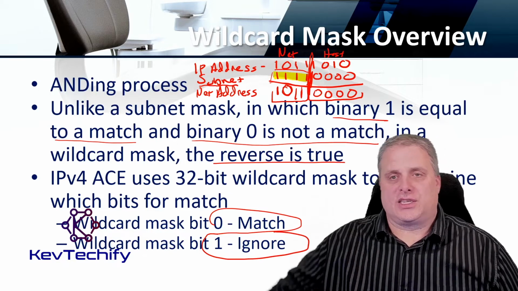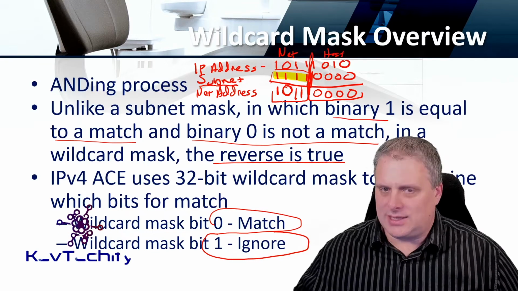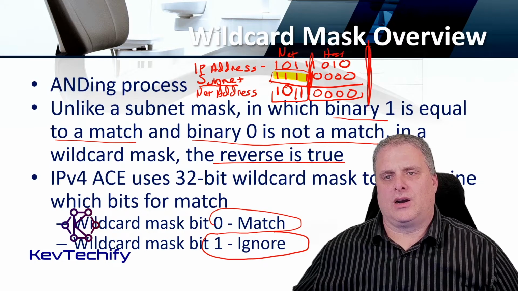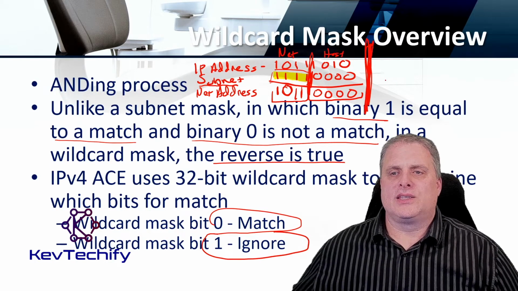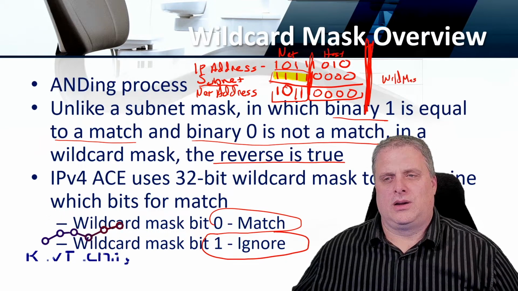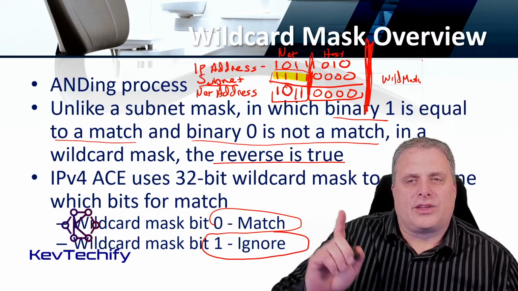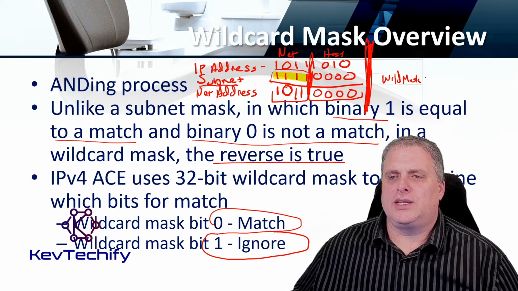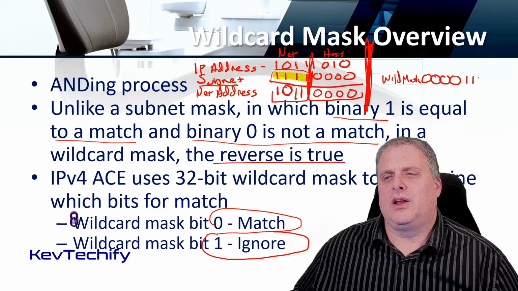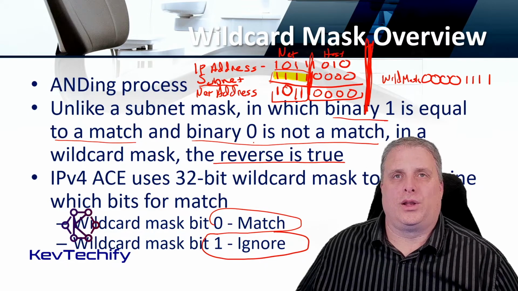Now in a wildcard mask, we switch it. The other thing about a wildcard mask is the 1s and the 0s are in a different order. And so over here, I'm going to draw a big line, and then this is the wildcard mask. So we have a wildcard over here. I'm going to write that out, but you're going to notice it's different. That wildcard mask starts off as 0s and then ends in 1s. Starts off with 0s and ends in 1s.